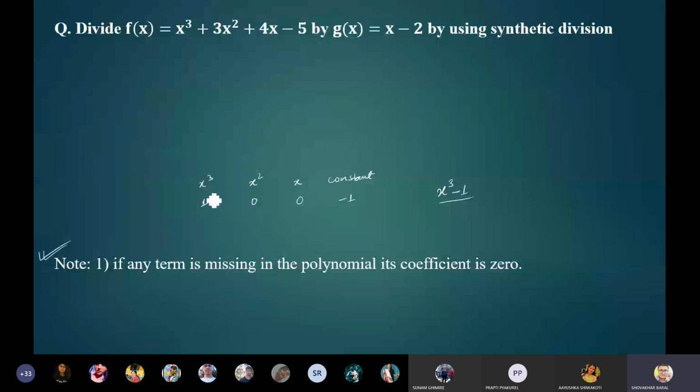You need to include these terms also. Even if these terms are missing, then you need to include that coefficient here. Okay, I hope you understand this.